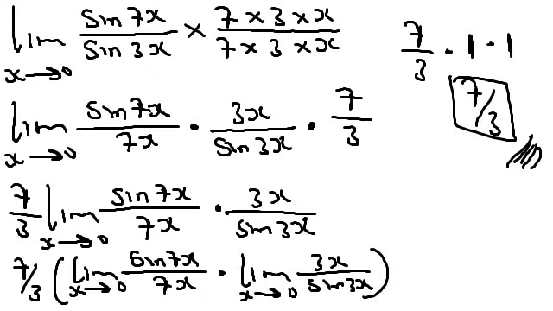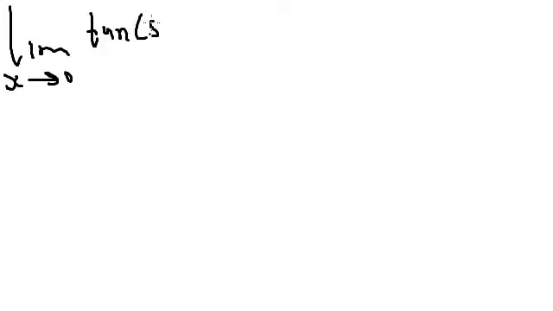Now, on to example 5. So feel free to pause the video and figure this out yourself. Consider the limit as x approaches 0 of tan 5x all divided by 3x. Pause the video and figure this out yourself.